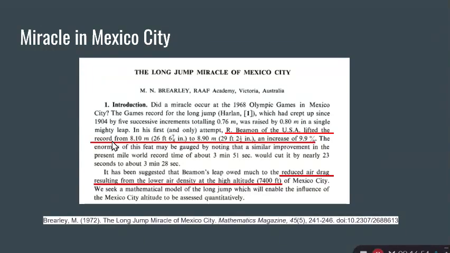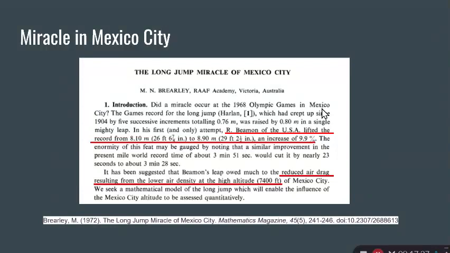Now, here's an example of how atmospheric pressure changes sports performance. Let's take a look at the Olympics, and specifically the Olympic Games in Mexico City. Now, Mexico City is very high above sea level. And because it's high above sea level, that means there's a lot less atmospheric pressure compared to at sea level.